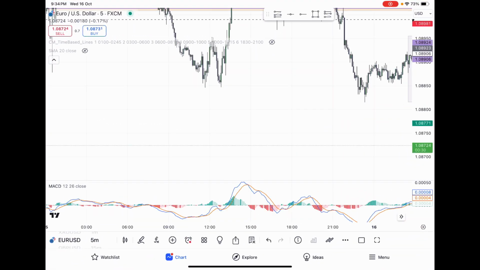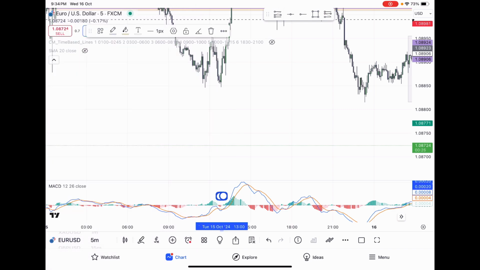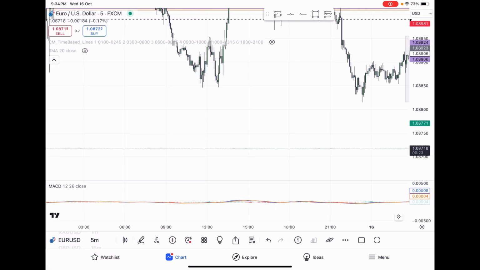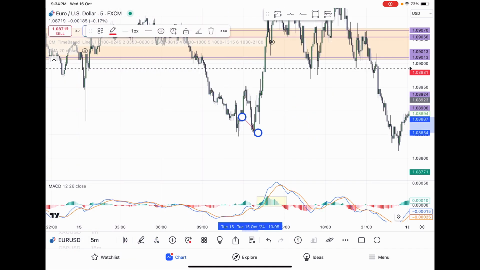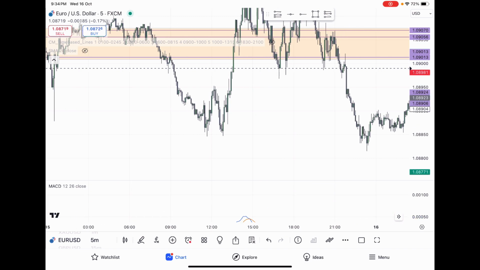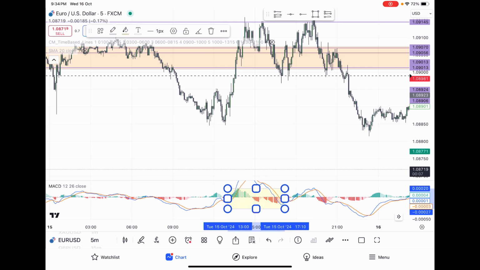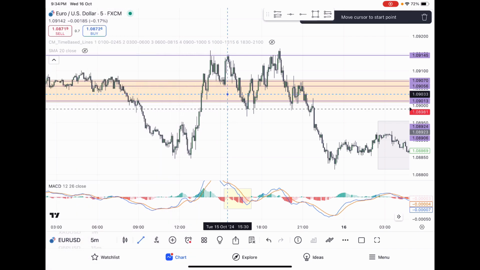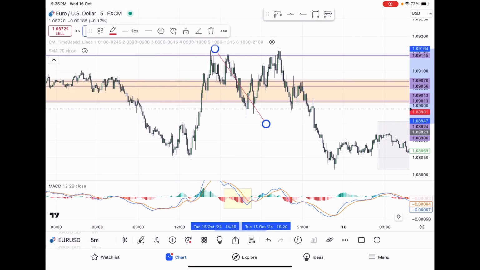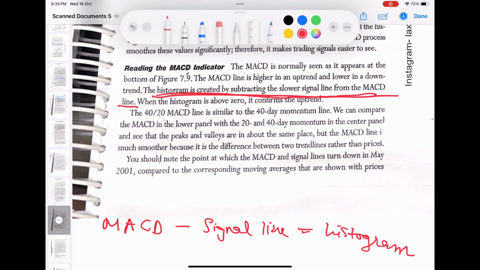So here you can see 0 is the middle line, okay? Don't get confused. You can see here the histogram is positive above 0. So in that case, the price actually went up from here. And the same thing, the red one is when it is below, and that shows a downtrend. You can see that the price actually did go down. So that is MACD for you.